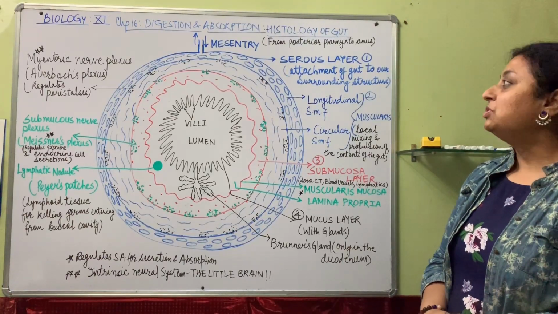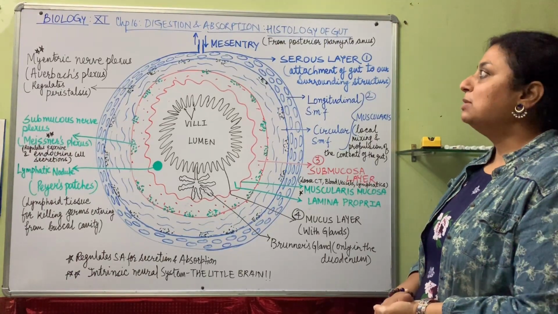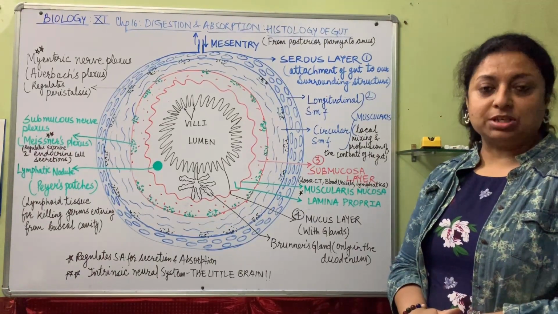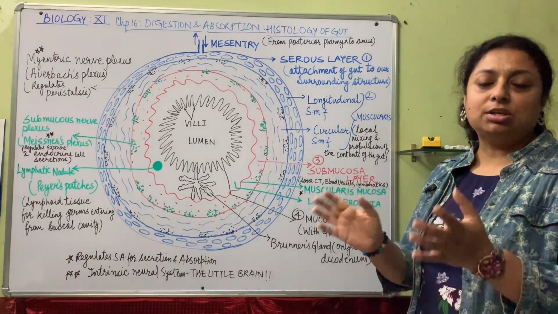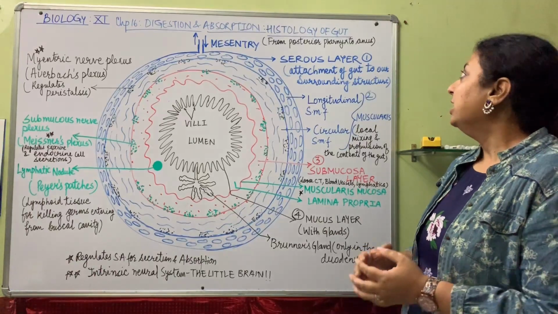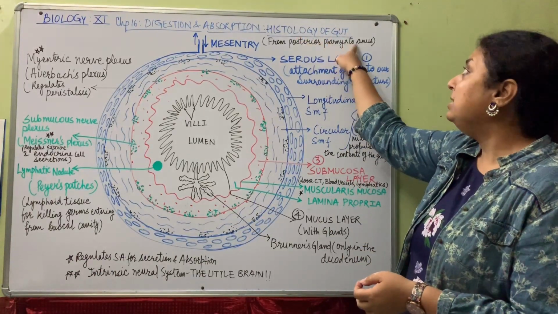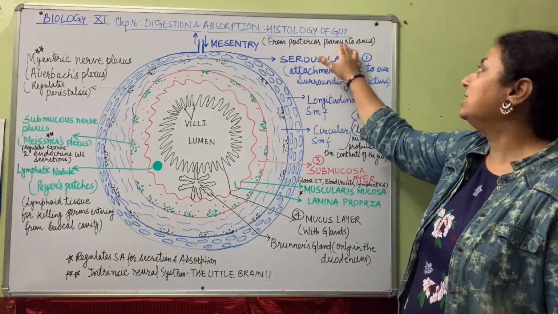Hello viewers. So today's topic is for class 11th biology, chapter number 16, digestion and absorption. So here we have chosen the topic histology of gut. Histology means study of tissues, the tissue lining of the gut. Here the entire histology of the gut is similar from posterior pharynx to anus.